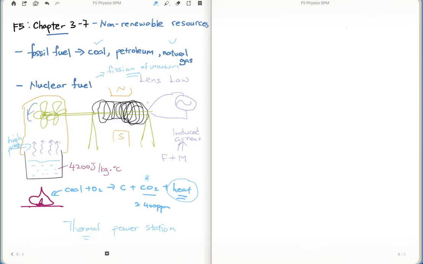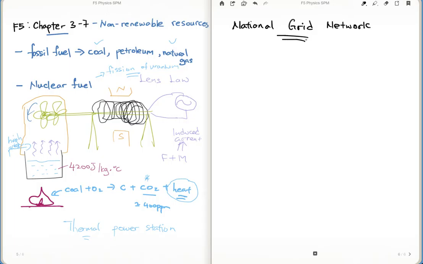Right? This is the first part. What happens next? Once we manage to generate electricity, that's where we'll talk about the next topic, called the national grid network. This is one of those essay questions. You just get the concept here. You look for those keywords from your reference text.